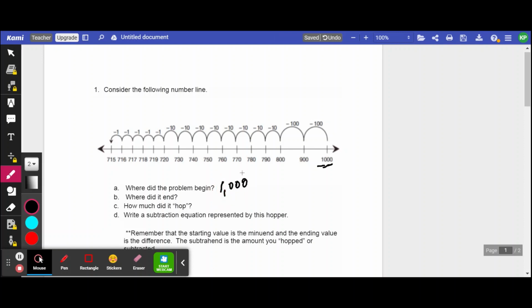The second part said, where did it end? Well, it hopped all the way down here and finished there. So that 715 was the ending point. All right, how much did it hop? So we need to calculate how much all of this is all together.